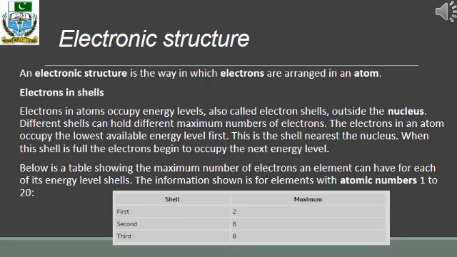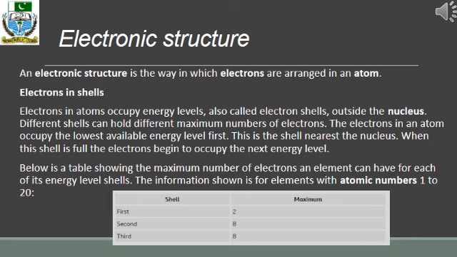Different shells can hold different maximum numbers of electrons. It means that they have different capacity to hold a maximum number of electrons. The very first shell, nearest to the nucleus, can hold a maximum of 2 electrons. Then the second shell has the capacity to hold a maximum of 8 electrons.